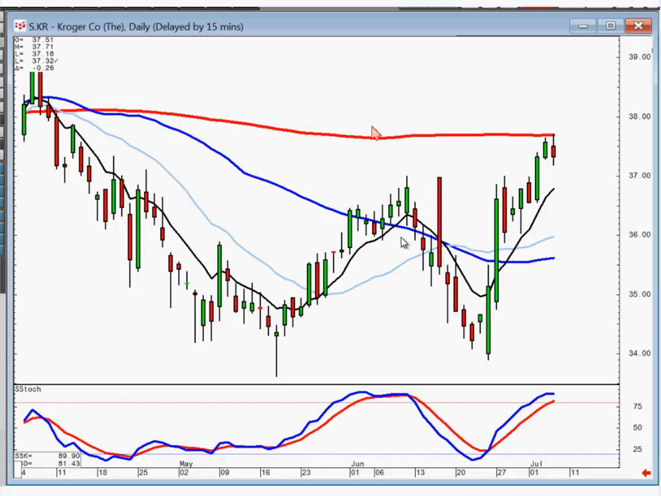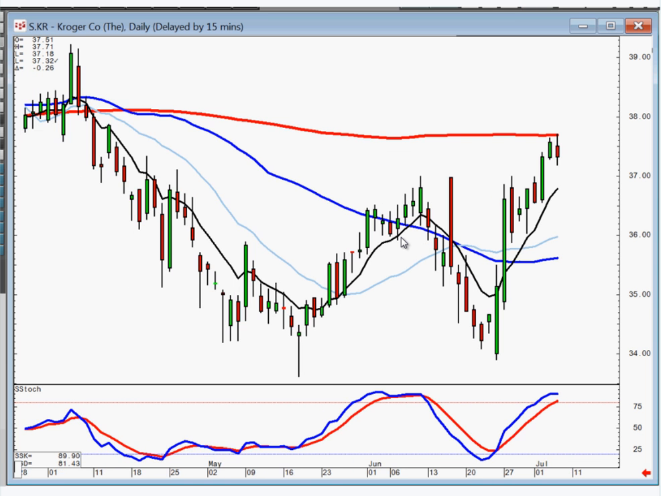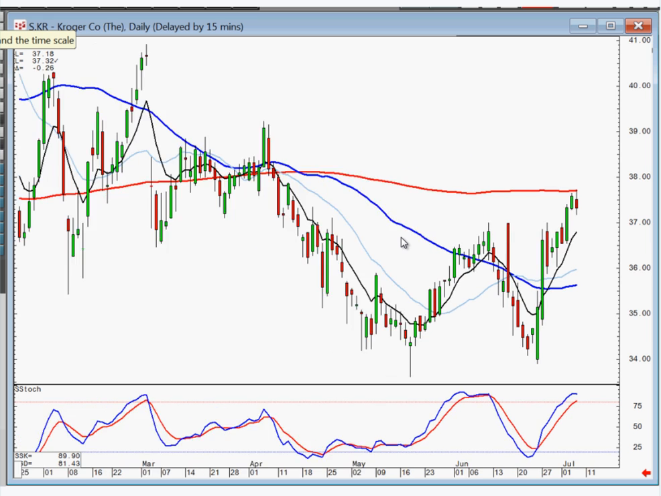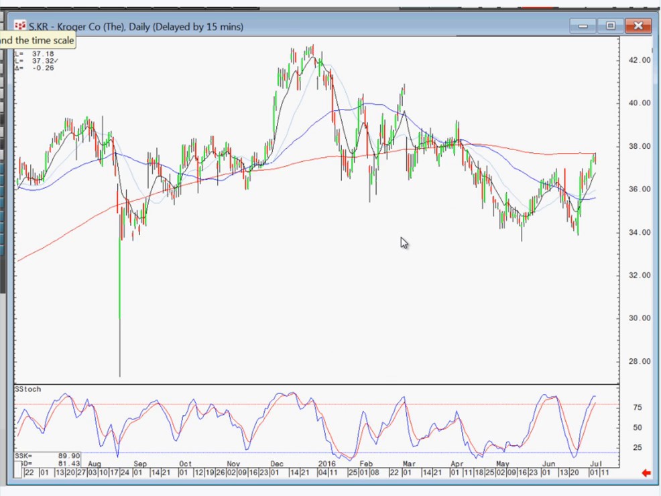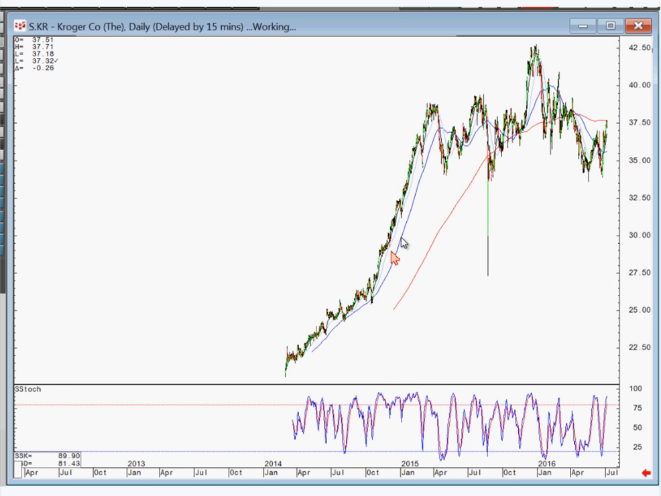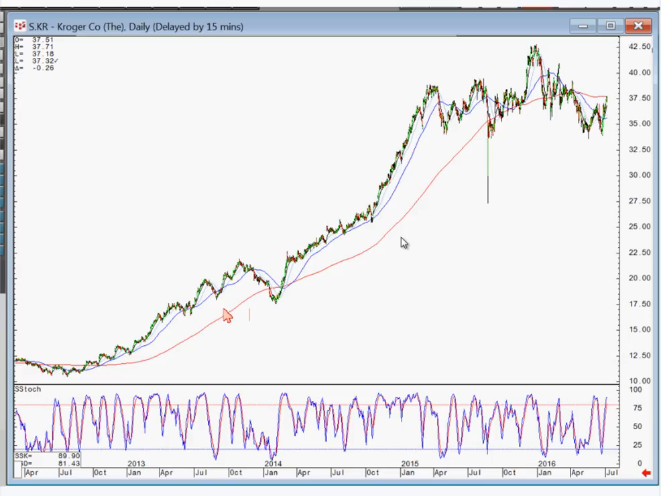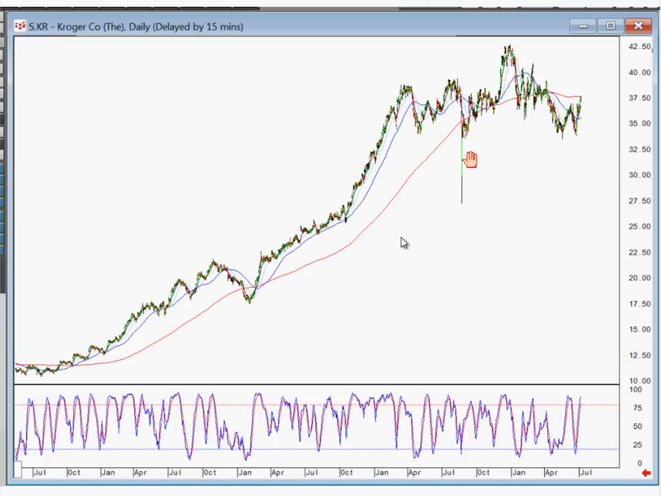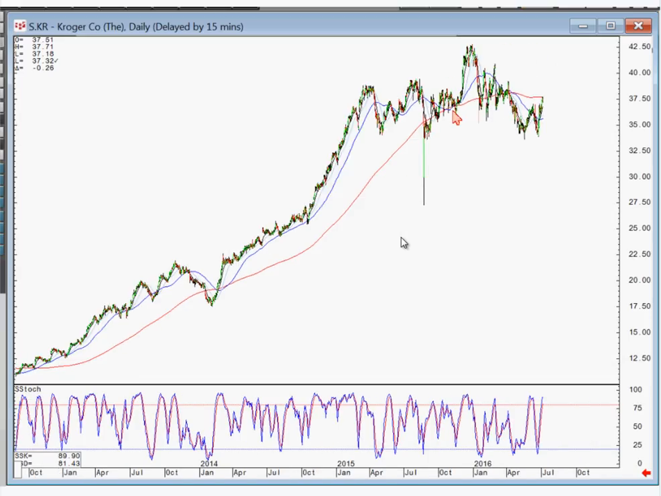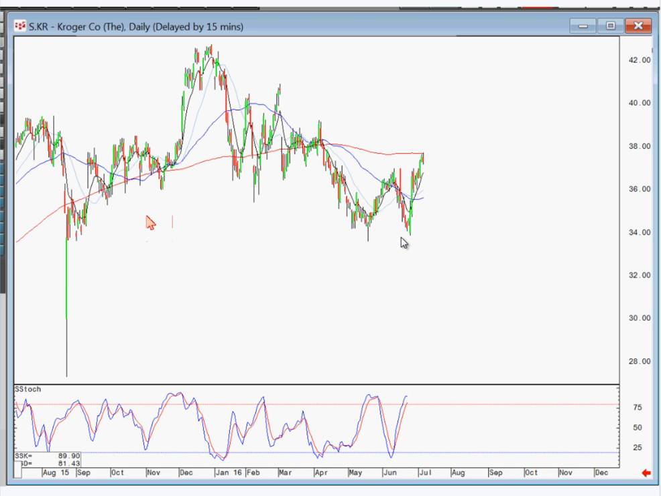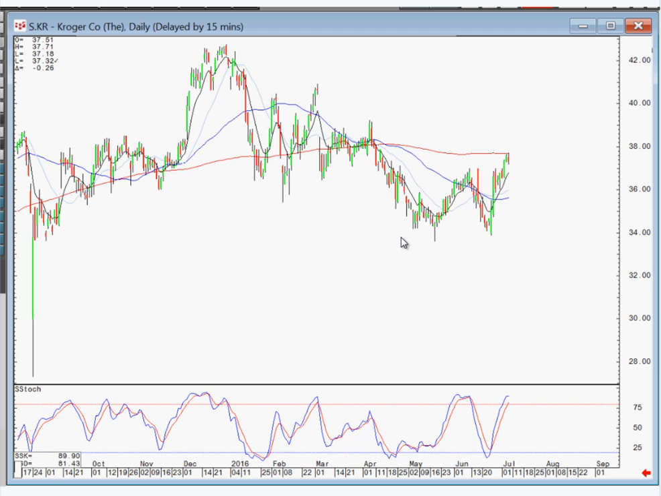Kroger, I wouldn't be trading. This just isn't a very dynamic chart right now, and I know the reason that people are looking to get back into Kroger is because of its previous history on this move right here, which was substantial. But you can see where you are now. You're just in a junky sideways.